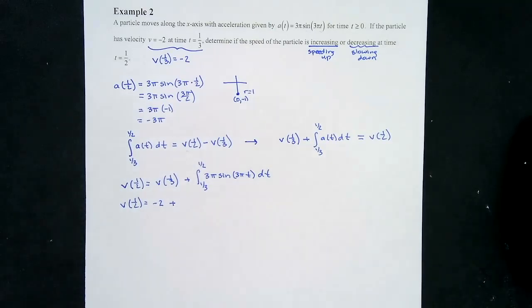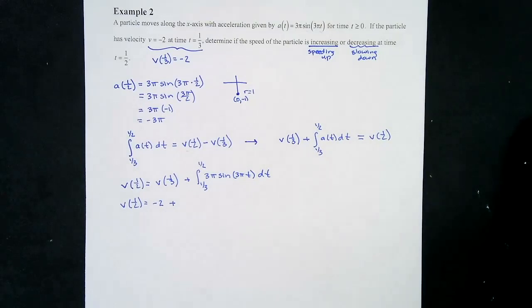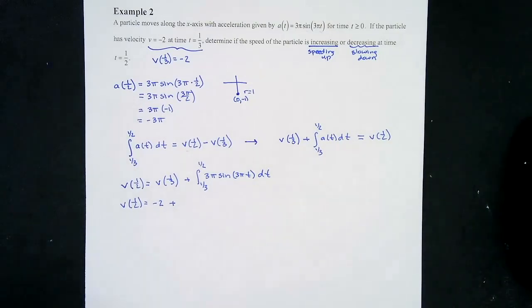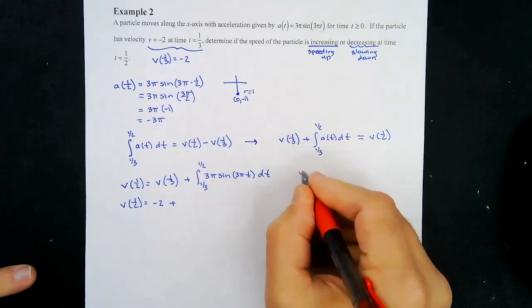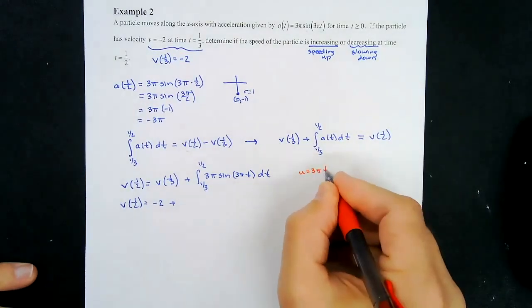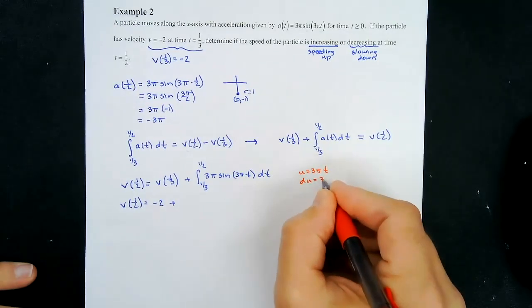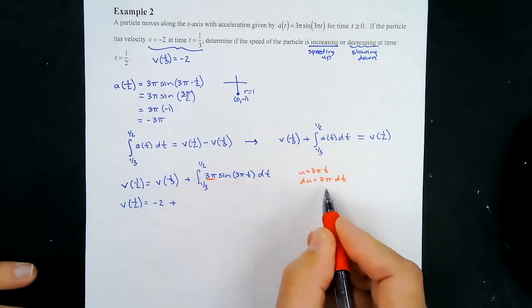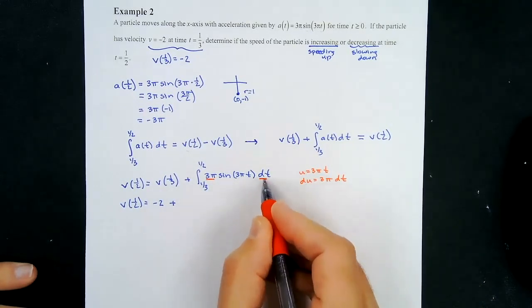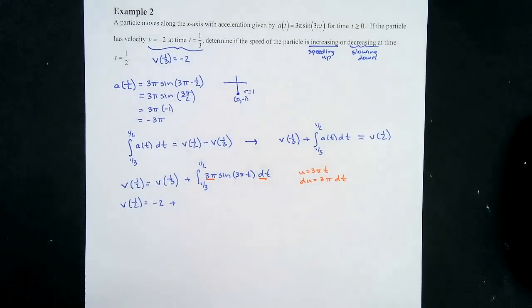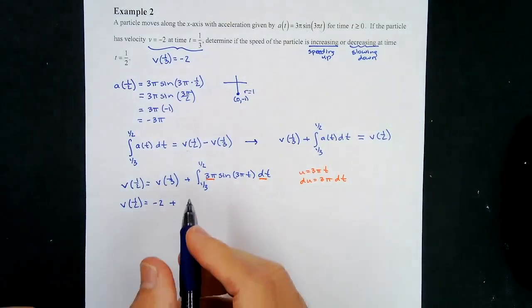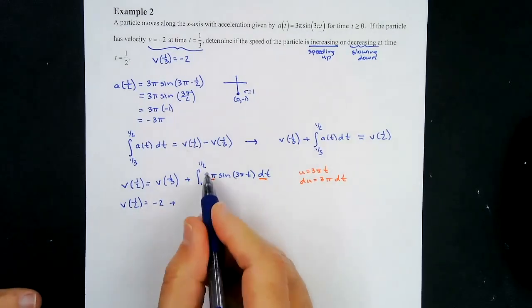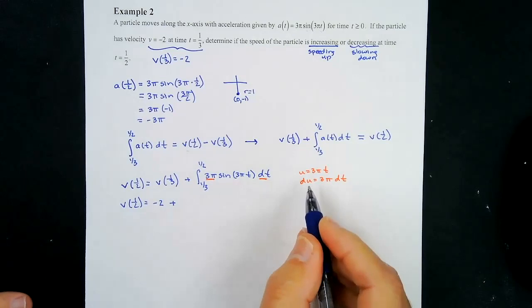And I'm going to grab a different color for my u substitution. I'm going to use a different color. Okay, we're going to use u is equal to 3 pi t, and then du is 3 pi dt, right? So this 3 pi right here, along with the dt, makes up my du. So that's going to be a nice integral because it becomes sine of u, right? Now we're also going to need to change our lower limit and upper limit to u values, okay?